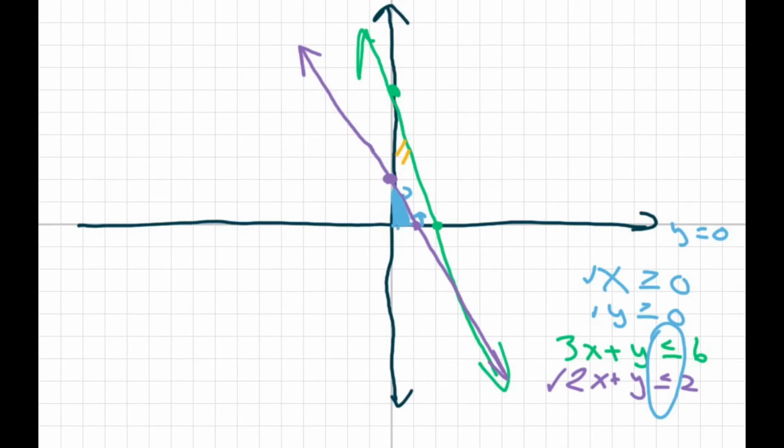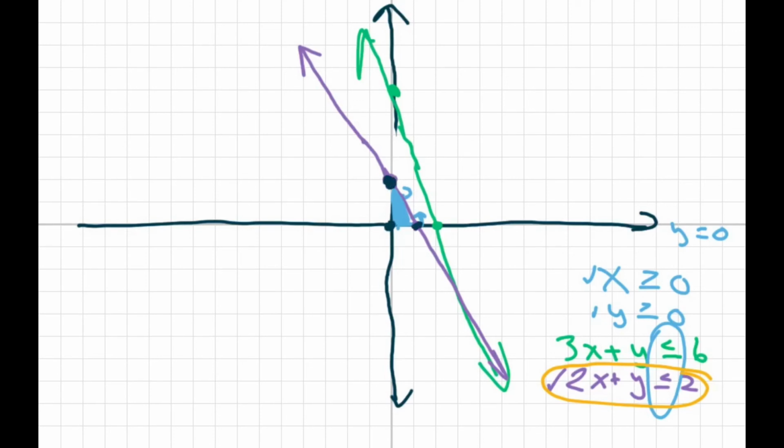If you shade this area, it doesn't satisfy this equation. So we can't count that, so I'm going to erase that. And therefore, this is our bounded area. It is bounded. We have 3 corner points.